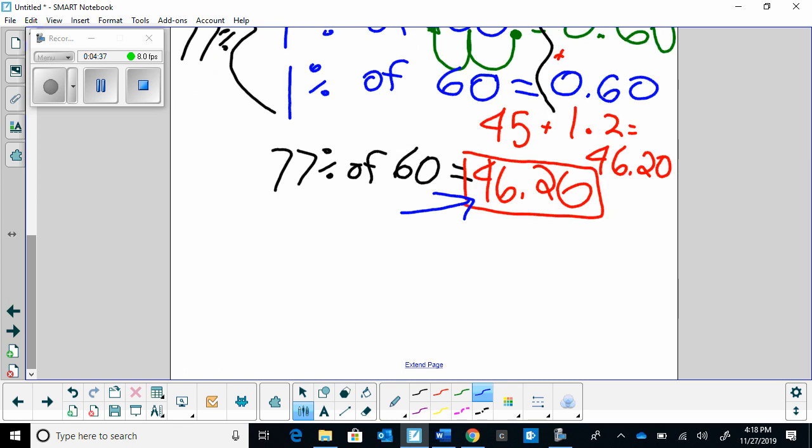So what that means basically is this is the number that they would buy, right? And so then I could figure out how many I would have left. But 77% of 60 is 46 decimal 20. Now that's one way to solve it.